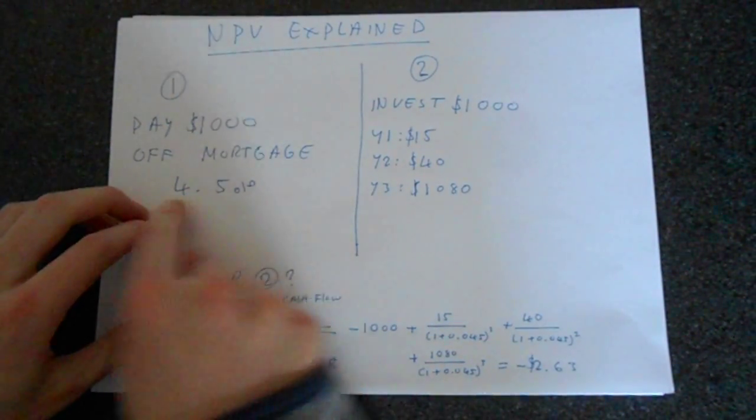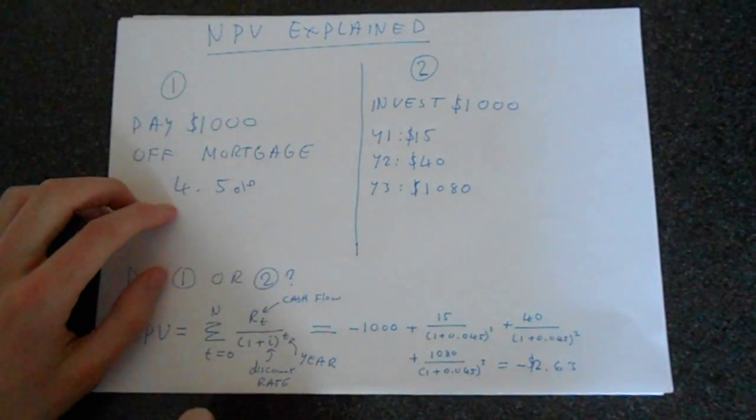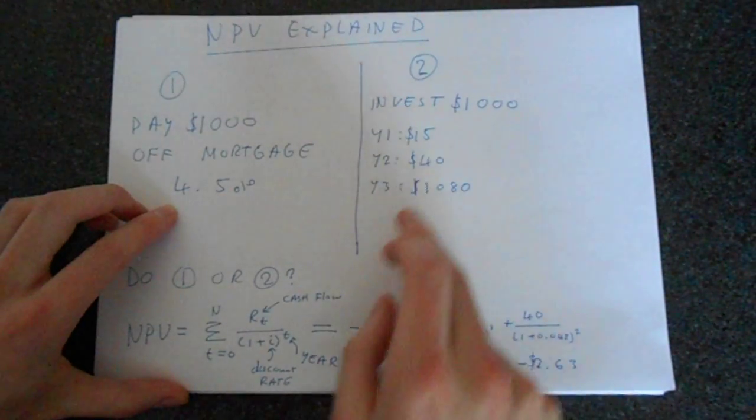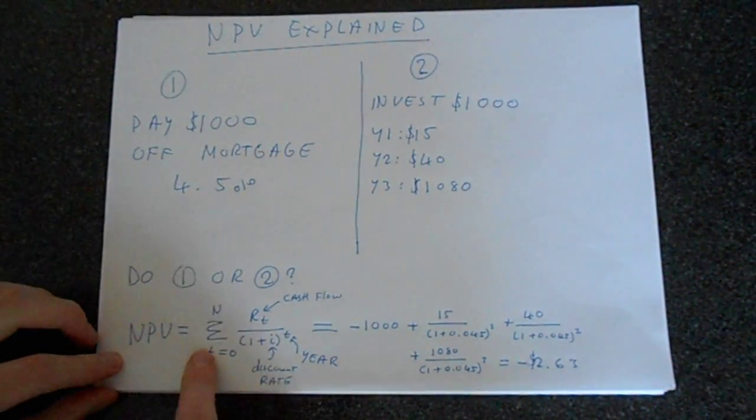So we're going to take this as our baseline. So we're going to say this is the return that we want. If we get less than this, we're not interested. So we're going to discount these cash flows at this rate. And to do this, you've got this big formula here.